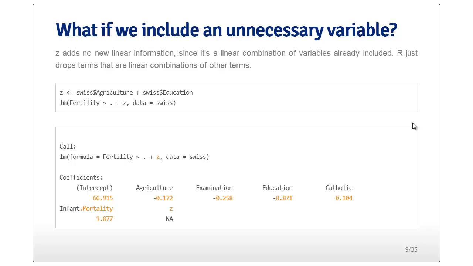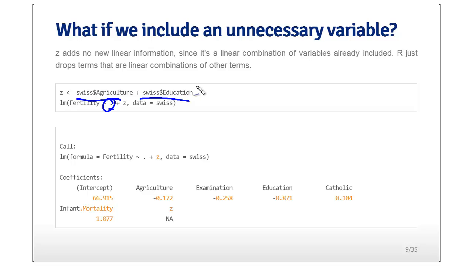So let me show another little fact so you know why these things pop up. What if I include not just an unnecessary variable, but a clearly unnecessary variable? The information from the variable agriculture is already, of course, contained in the model. Consider the model where we put in everything. But imagine if I created a new variable that is just the sum of agriculture and education. Clearly Z can't add any new information in this model.